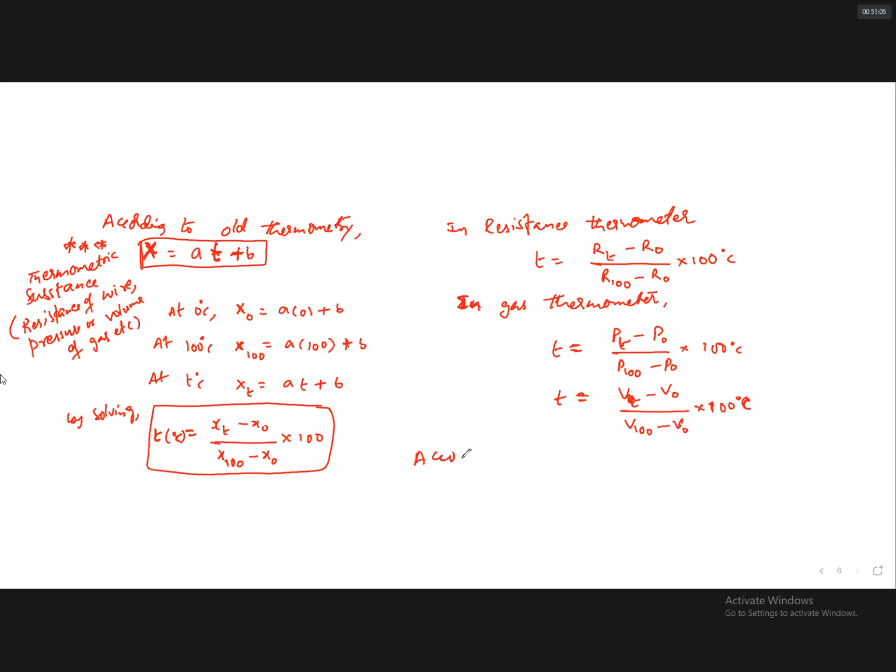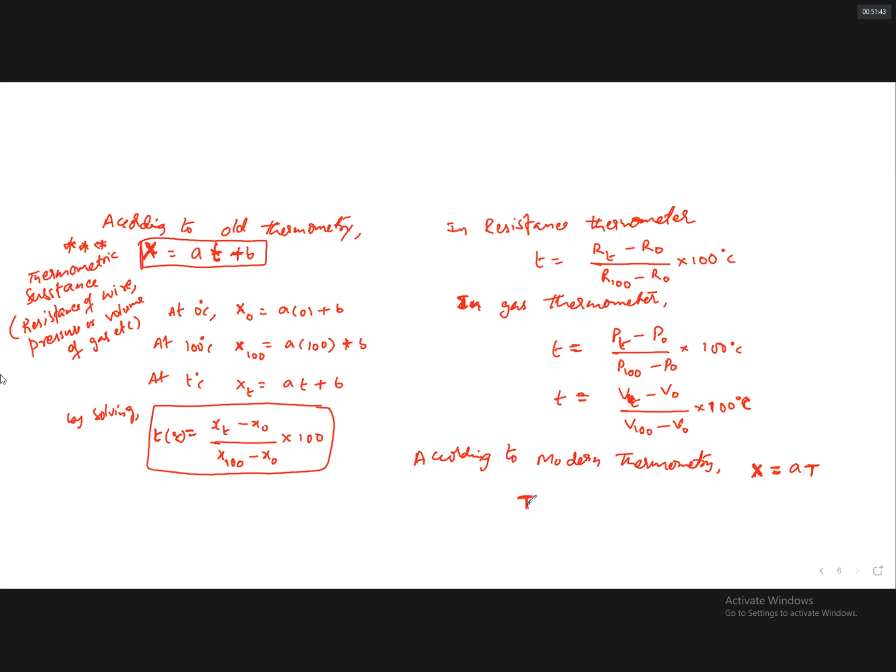And according to modern thermometry, instead of two fixed points, 0 and 100 degrees Celsius, we use the Kelvin temperature. Kelvin temperature means we have to define the triple point of water as a reference point. So with respect to that, the temperature to be measured can be calculated.